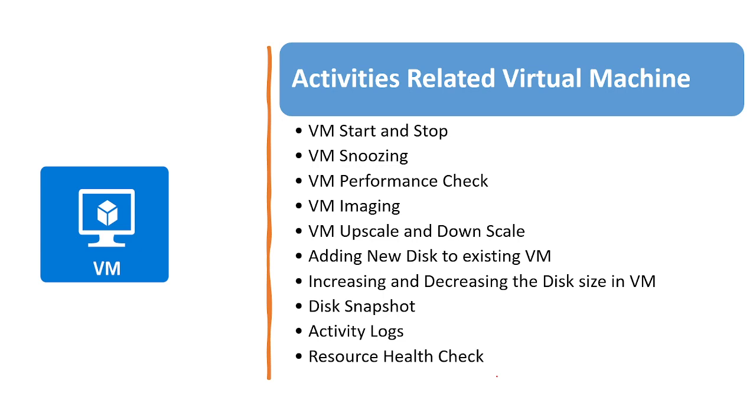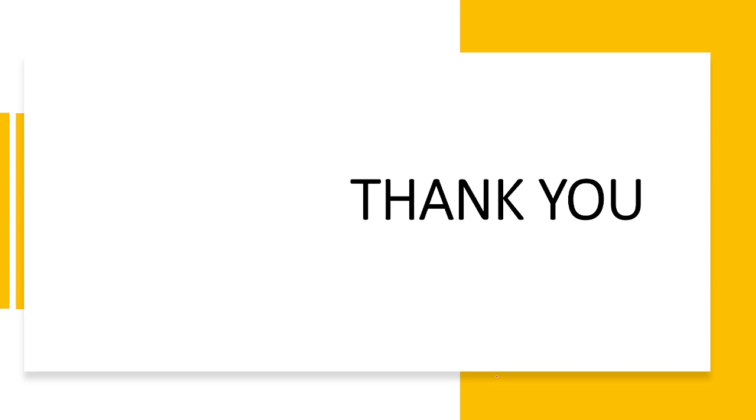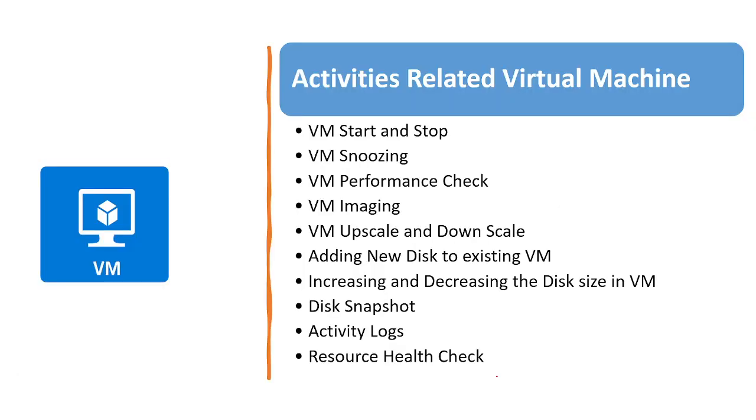And disk snapshot. If you want to take one particular disk snapshot, how to do that? How to check the activity logs. Activity logs tell you who did what and at what time. And how about the resource health check? If the server is up and running but you are not able to connect to it, then you can go to resource health check and check what exactly the issue is. Do you need to redeploy the VM? Microsoft will tell you what has to be done. You just have to read it and deploy it. That's all. So these are the couple of activities with respect to the virtual machine.